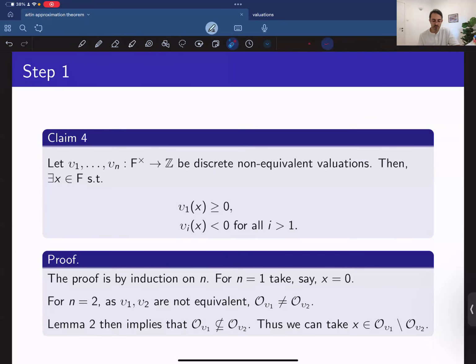Okay, so the proof is going to be by induction on n. When n equals 1, there's nothing to do. You can take whatever, say x equals 0, that's fine. Its valuation is infinity, and you don't have these requirements because n equals 1.